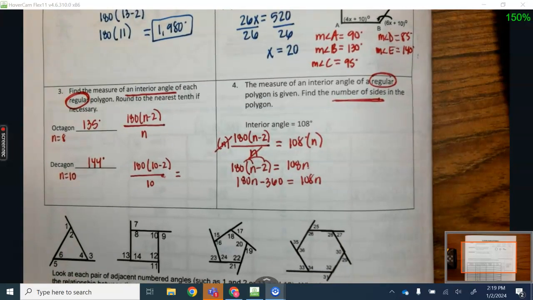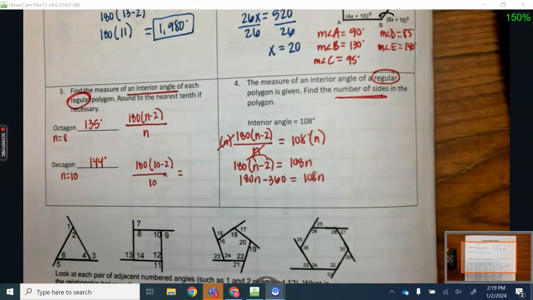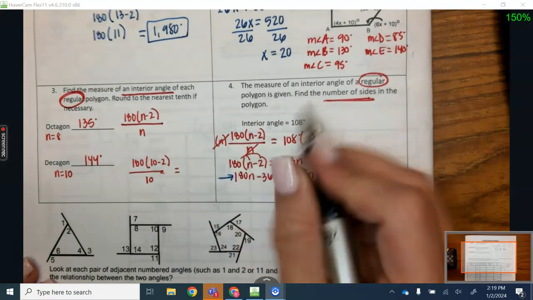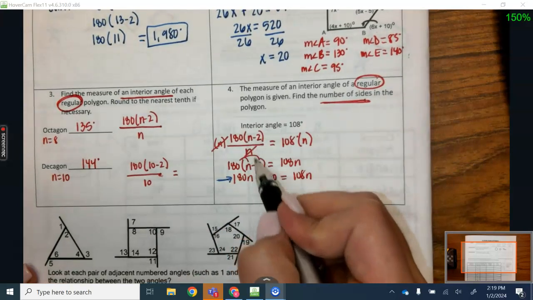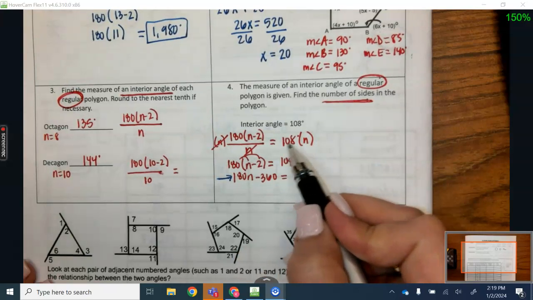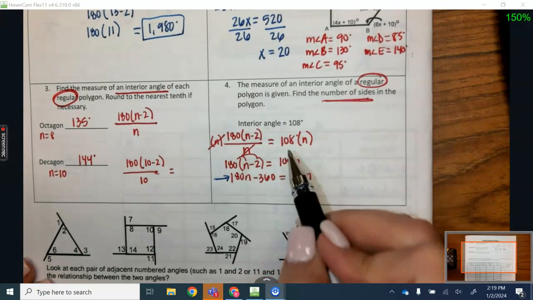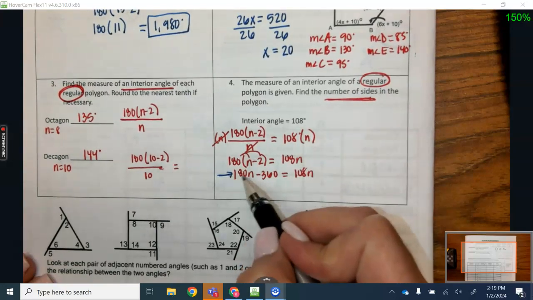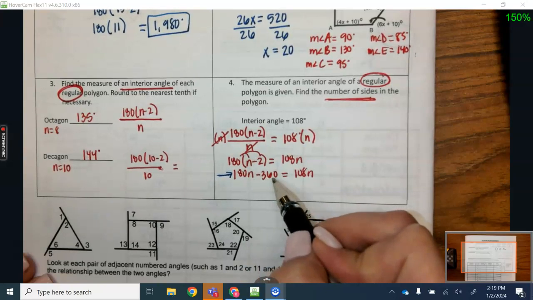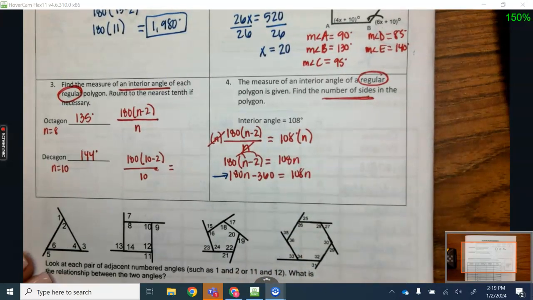When you have a question like this, here's your shortcut. Just start right here. Every time you do this type of problem, these first two steps are going to be the same. What you need to do, though, is just make sure you multiply your angle by n on the right. But every time I do this type of problem, I'm going to land with this on the left side: 180n minus 360 is equal to your angle, right, times n.